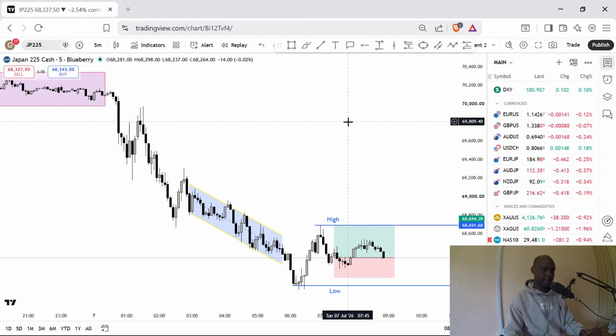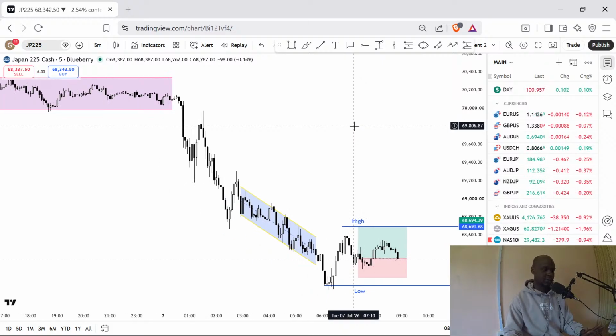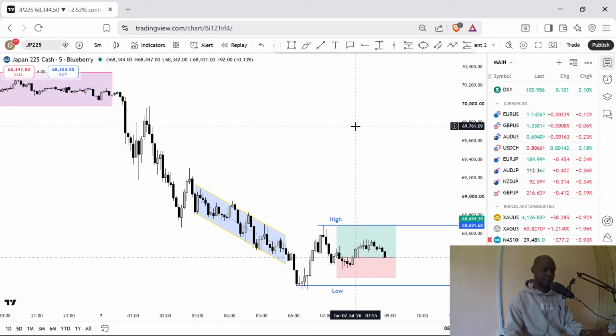Now I've capped my risk to 1%. So in case I lose this trade, I'll only lose 1% of my capital, which is ideal. And that is just proper risk management.